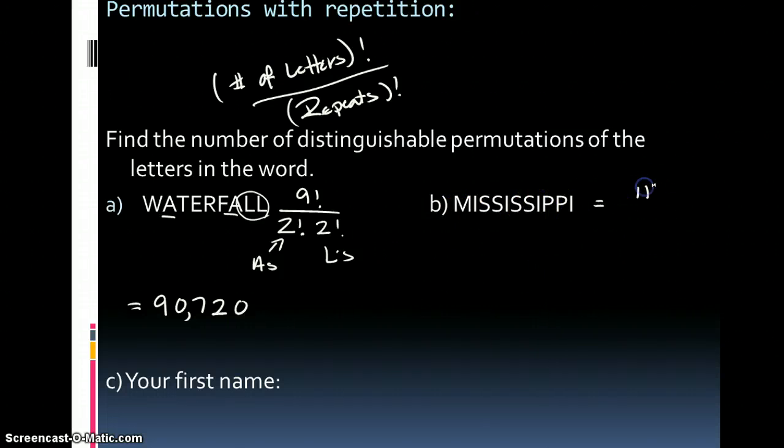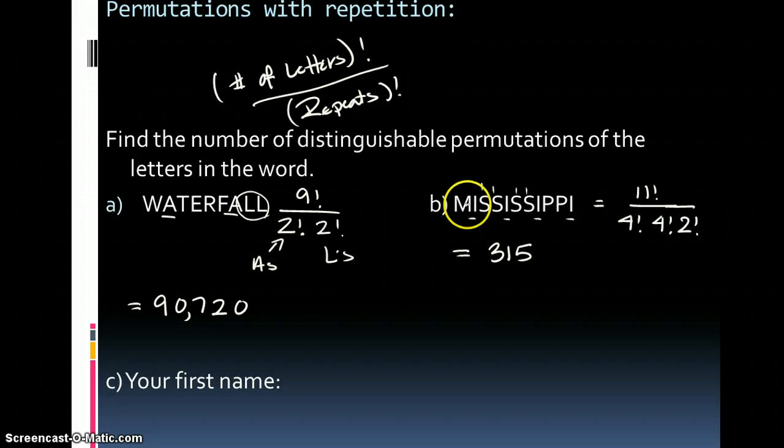And you get 11 factorial. And then the repeats. There's a lot of repeats, so you can press pause and count them yourself if you want, or try to trust me. There's 1, 2, 3, 4 I's that repeat. There's 1, 2, 3, 4 S's. And the P's also repeat. There's 2 P's. And so, do this on your calculator again, and you're going to get 315.